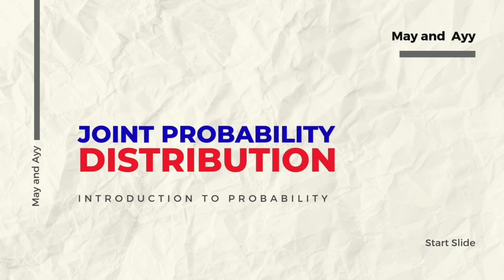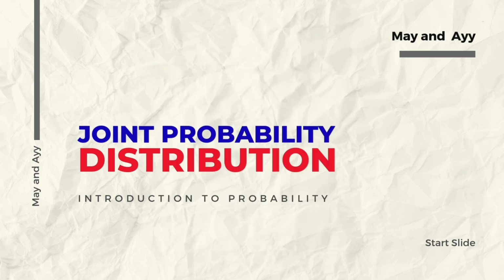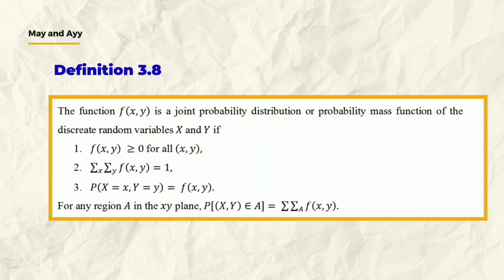You can see here, guys, we're going to talk about joint probability distribution for our project fulfillment in the Introduction to Probability courses. Our source is a well-known edition about probability and statistics. Okay, next we have definition 3.8.